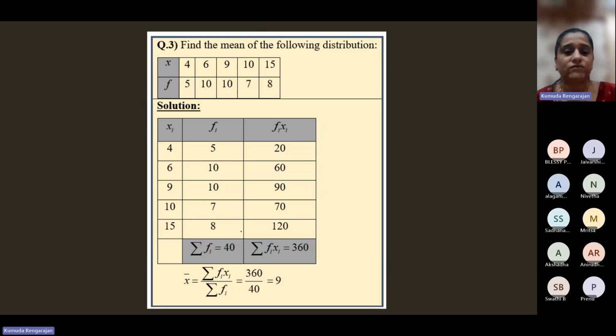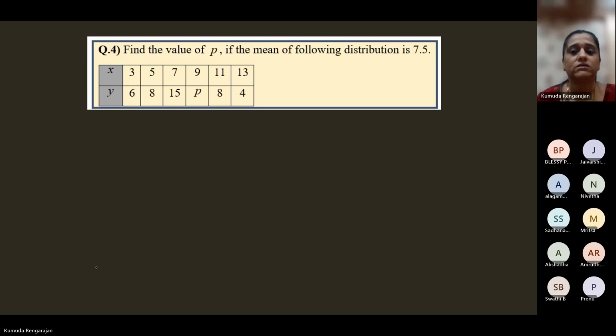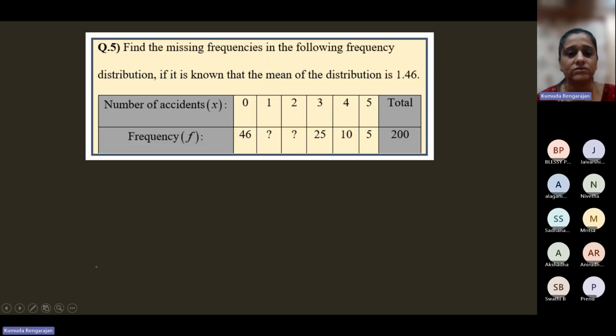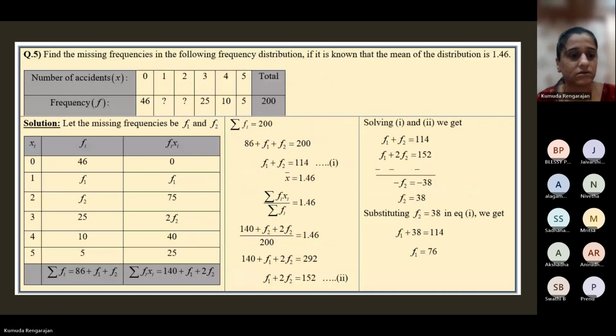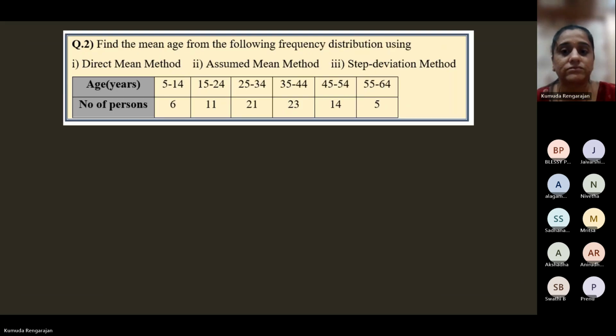All right, children. So this is how we find mean for an ungrouped frequency distribution. We'll come to this. Now we'll just take up converting.